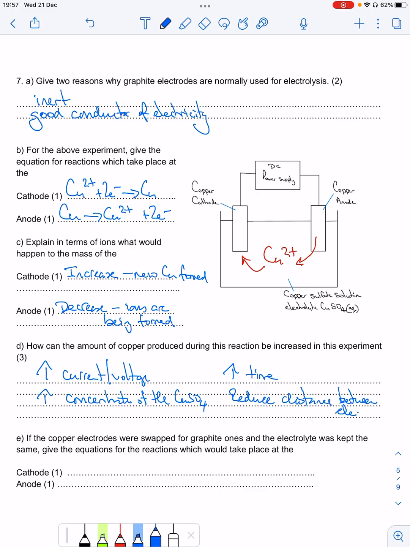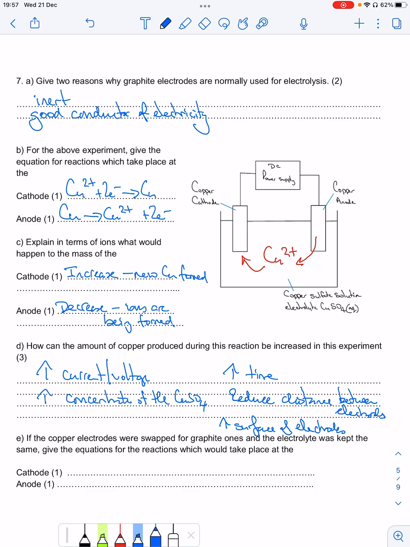Other things I can do is reduce distance between electrodes. We could do that. I could increase the surface area of the electrodes. If I can make those have more contact with the electrolyte, then electrolysis is going to happen faster. Any 3 of those is going to be good for your answer.